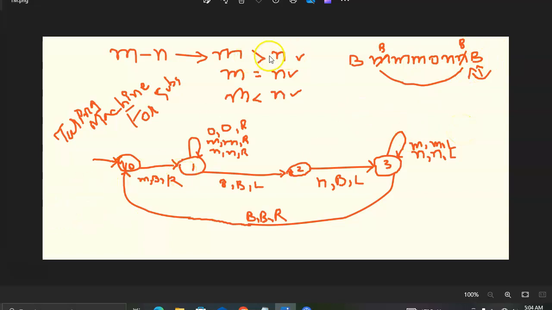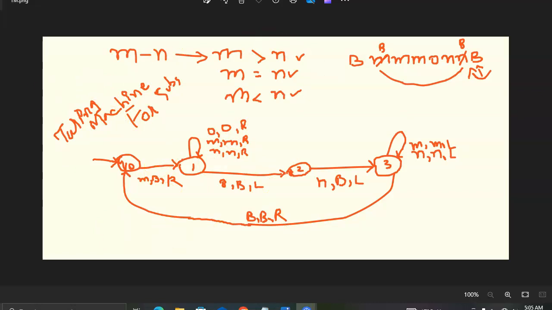So let's start with our first condition where M is greater than N. Here I have taken the same 3 M's and 2 N's. Our task is to subtract N from these M's. There are 3 M's and 2 N's, so the result must be a single M, where 3 M's subtract 2 N's. There should be 1 M remaining in the output of this Turing machine. So let's see how it is working.